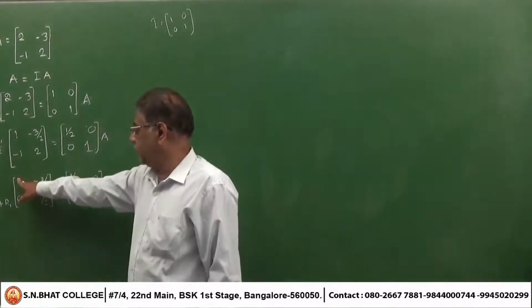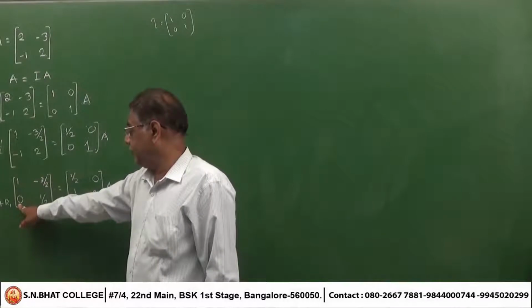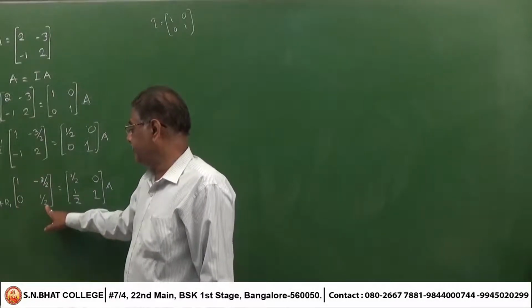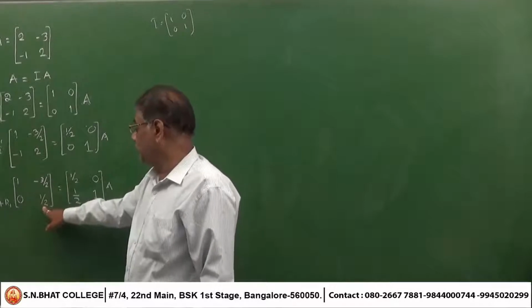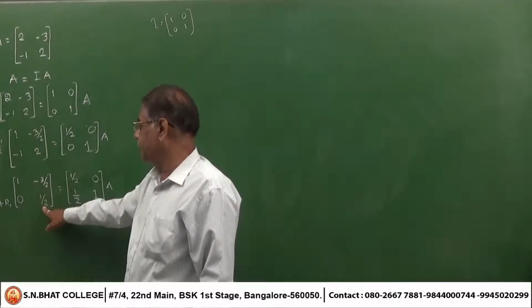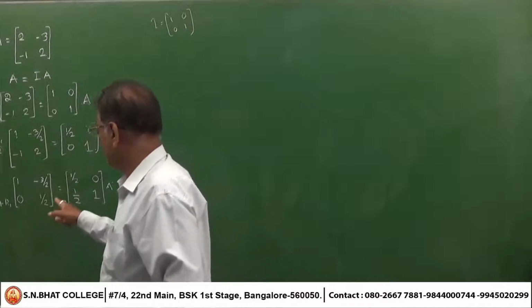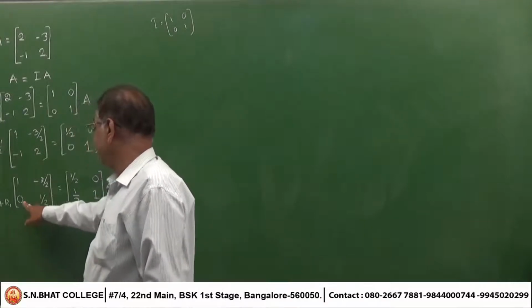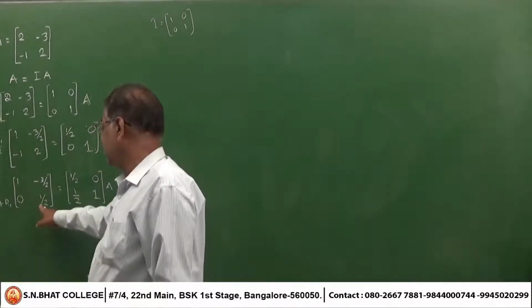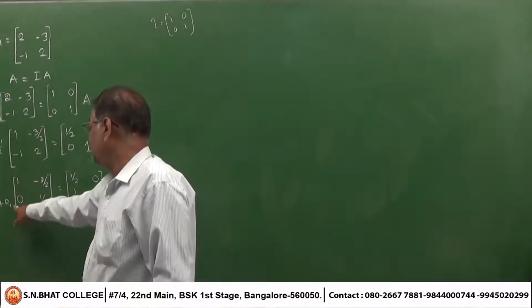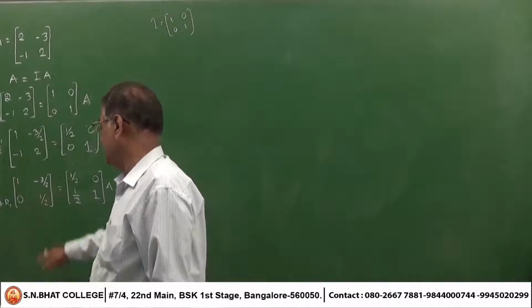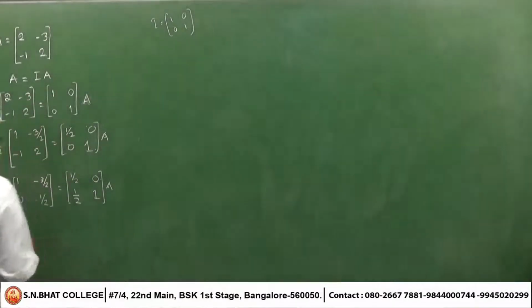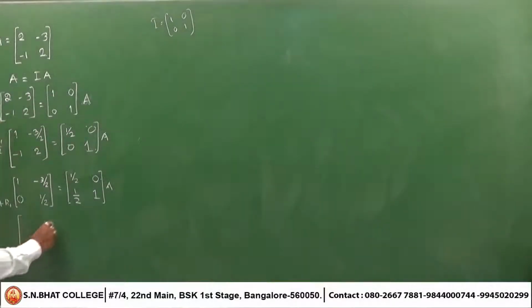We have made first element 1. We made second element to be 0. Next you have to make this to be 1. To make 1, either multiplication or division. To make 0, addition or subtraction. To make this element to be 1, multiply R2 by 2. 2 into 1 by 2 becomes 1.